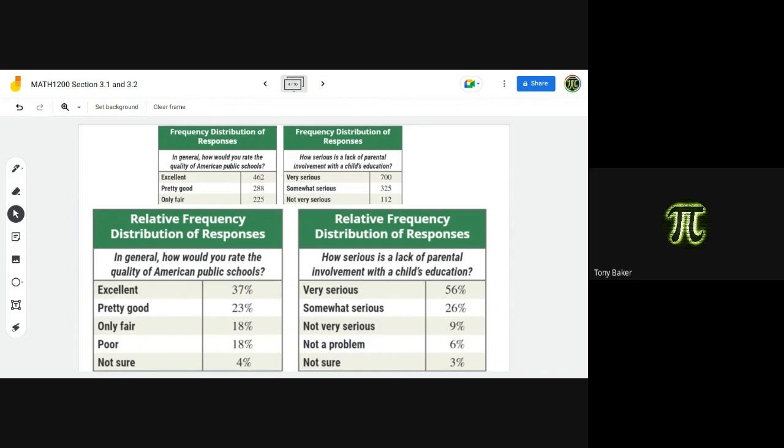Why is it useful? So why is it useful to put it in percentages? You get a better idea of what's more popular. Okay. Well, if you look at one that's 700, couldn't you just look at the numbers and say the biggest one's the most popular one?